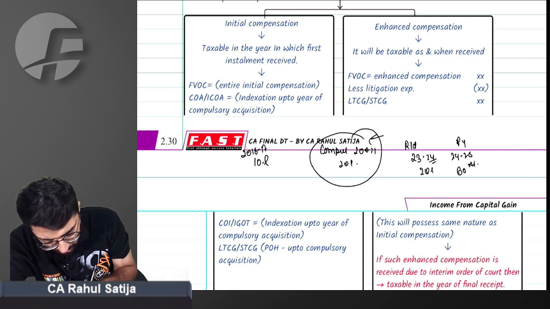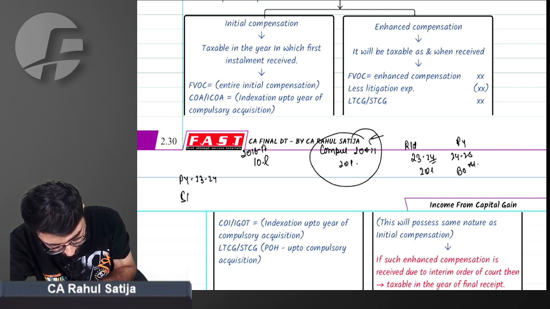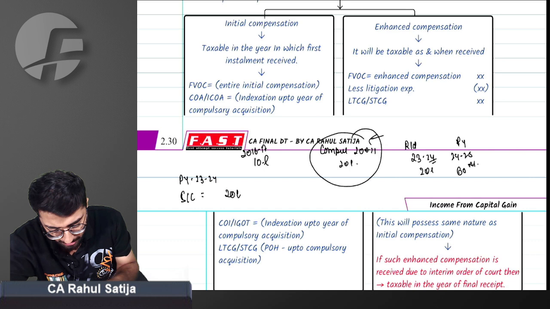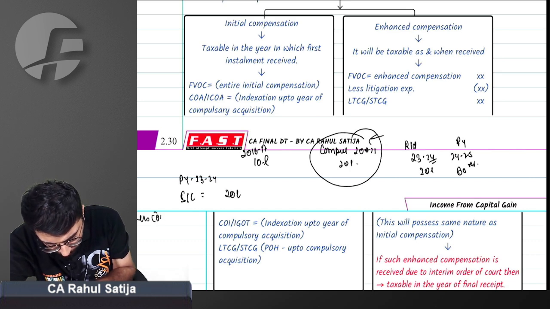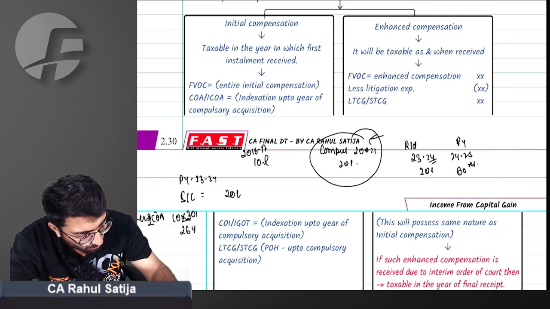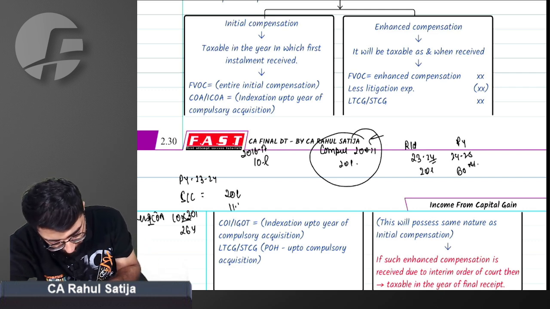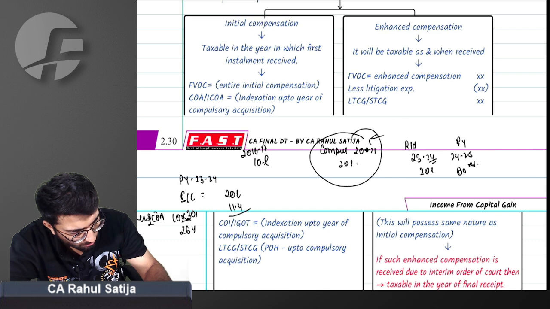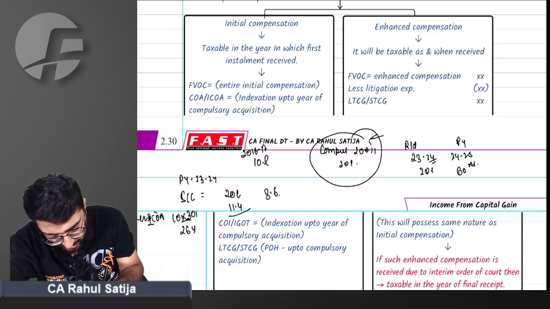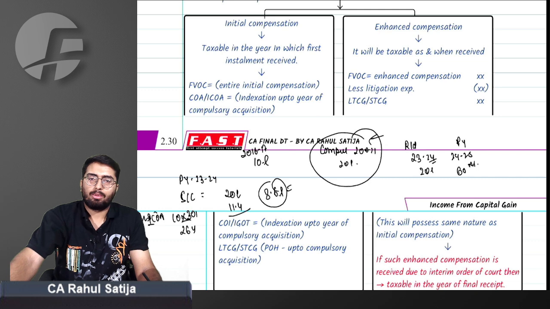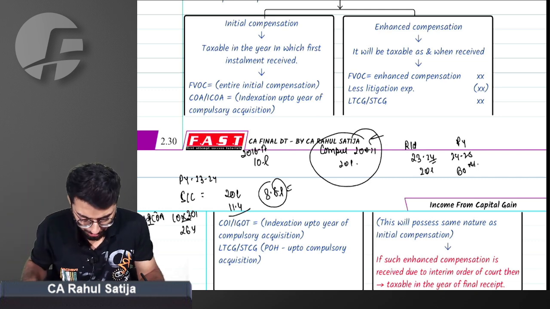So for previous year 23-24, sales consideration will be the amount of initial compensation, that is 20 lakh, less indexed cost of acquisition. So 10 lakh divided by 264 into 301, 11.4 lakh will be the cost of acquisition, and capital gain will be 8.6 lakh rupees.